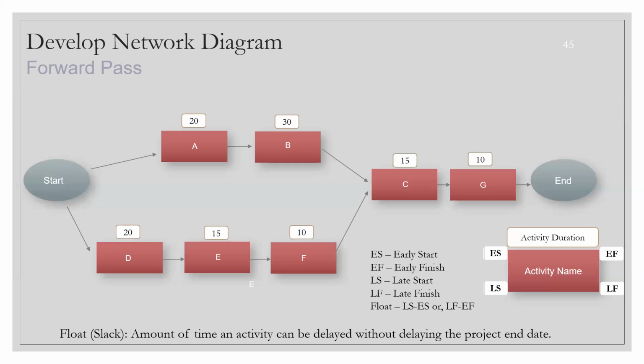Okay, so till now the network diagram is incomplete because I do not know what the early start is and what the late start or late finish is, or what the float between the activities is.